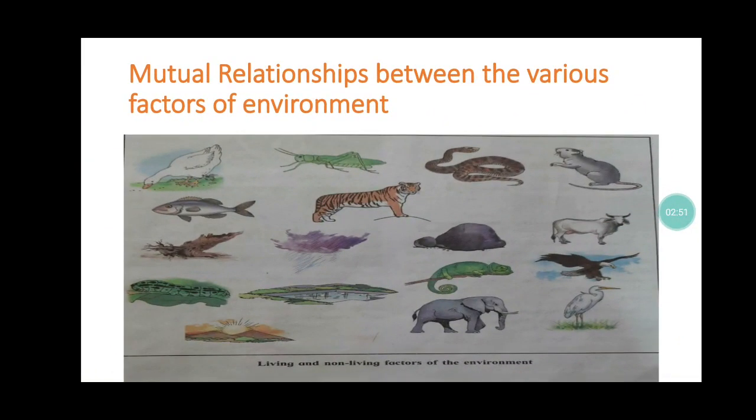Mutual relationships between the various factors of environment. The relationship between the living and non-living things forms an ecosystem. The non-living things like water, air, soil and others are required by the living organisms for leading their life cycle. Thus, it can be said that both living and non-living things are interdependent on each other and form an ecosystem.